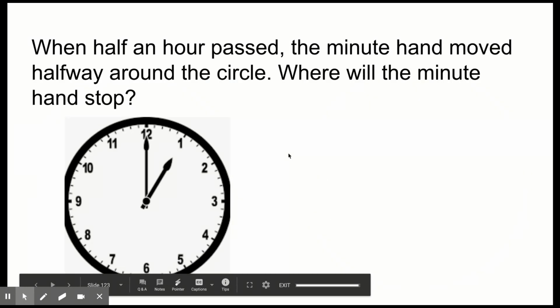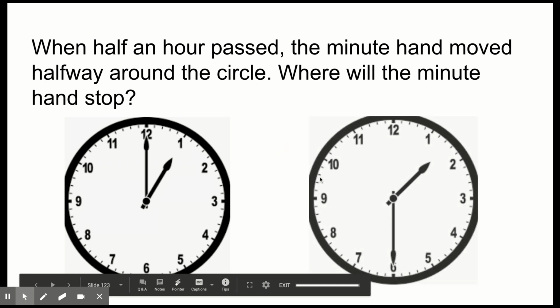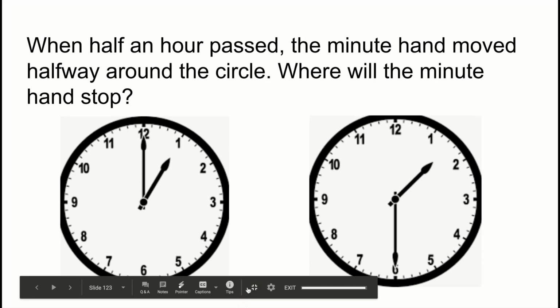When half an hour has passed, the minute hand will move halfway around the circle. Where will the minute hand stop? The minute hand will stop at the 6. If it moves halfway around the circle, you divide the circle in half, just like a fraction.